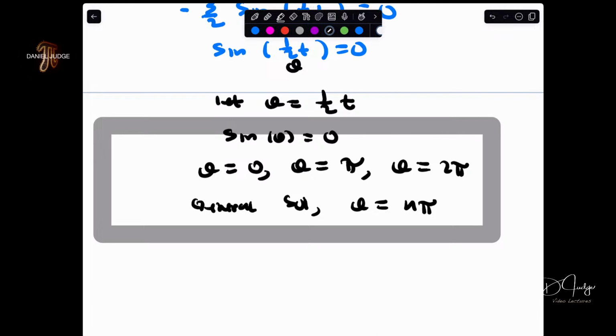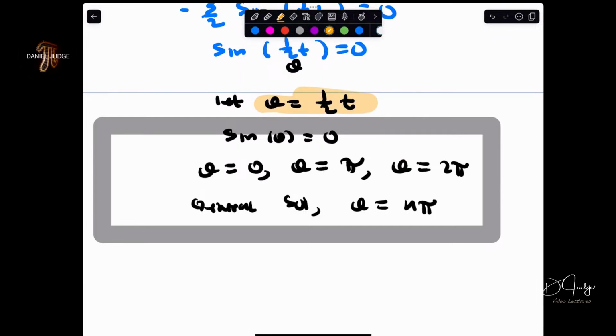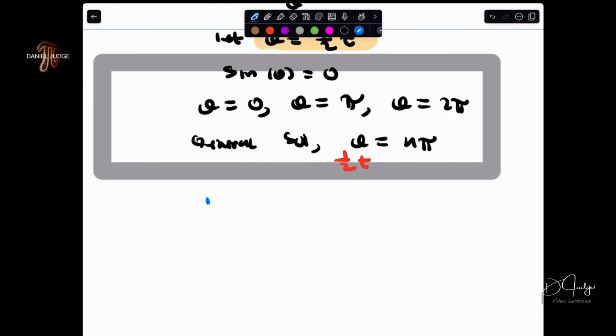All right, now you say, okay, but what is theta? Theta is going to be, again, right in here, 1/2 t. So, since theta is 1/2 t, we're going to use that. Here you go, theta is really 1/2 t. So 1/2 t is actually n pi, which means t is 2n pi. All right. This is the time where your acceleration is actually 0.